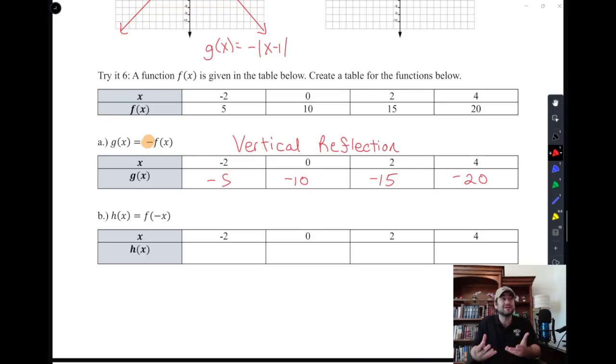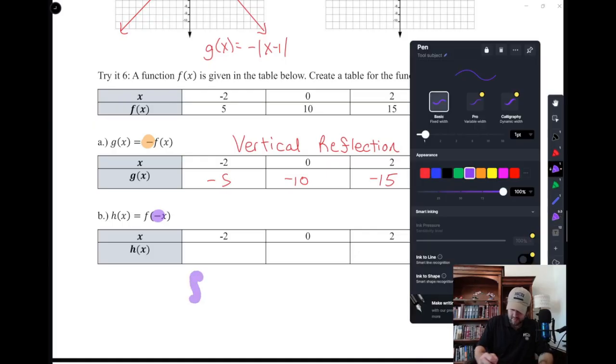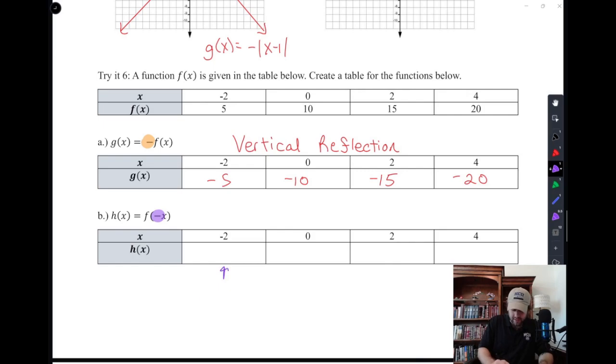Next one is a little trickier to think of. And it's got a negative sign on the inside, right there. And so it's a horizontal reflection. So that says what used to be negative is now positive. And what used to be a positive input is now a negative input. So for example, if I wanted to say f of negative 2, well, that's just the same thing as f of 2. And if I go up to my graph, f of 2 was 15.